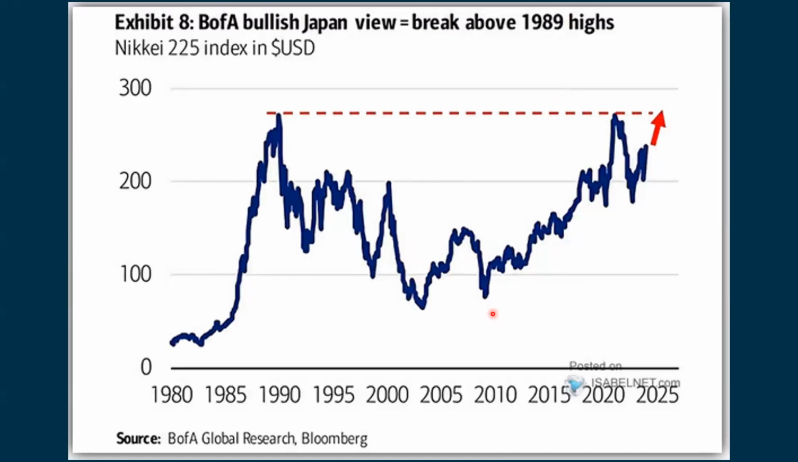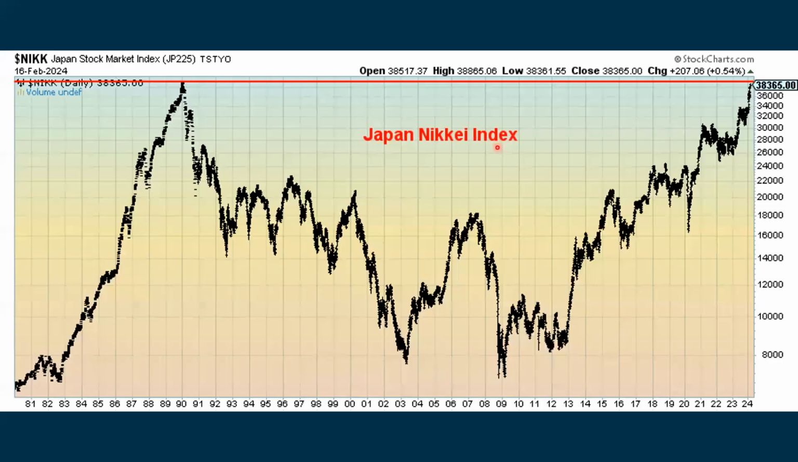The Bank of America came out and they said that they were bullish on Japanese stocks. They thought they were going to go back and surpass the high set back in 1989. Well, here's where we're at. This is the Nikkei. That's their main index. And we're getting kind of close here. This red line would be the high that we set back in 1989.